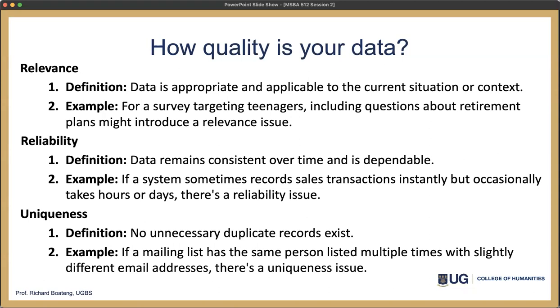Okay. Then the uniqueness. No unnecessary duplicate records exist. If a mailing list has the same person listed multiple times with slightly different email addresses, there's a uniqueness issue. And this thing happens, especially if you have a system where you are building the uniqueness from the email address. What I mean by uniqueness is the uniqueness of the record, that you differentiate one person from another person by email address. Then you have to be very careful because the same person could be registered, but he just changes a little bit of the email address.